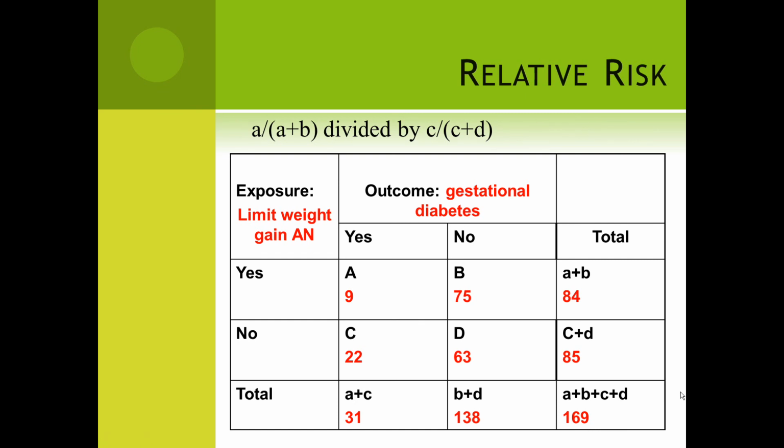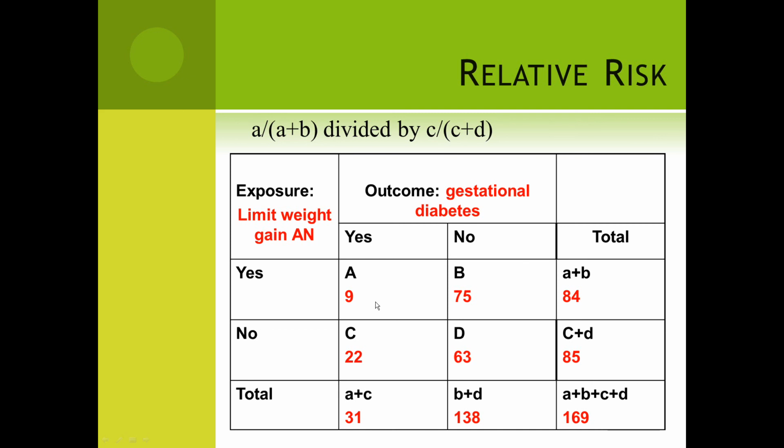In this study, we've got women who limited their weight gain in the antenatal period, and the outcome that we're interested in is whether or not they got gestational diabetes. So that's a binary outcome. It's a yes or a no. We can see we've plugged the numbers into the various cells.